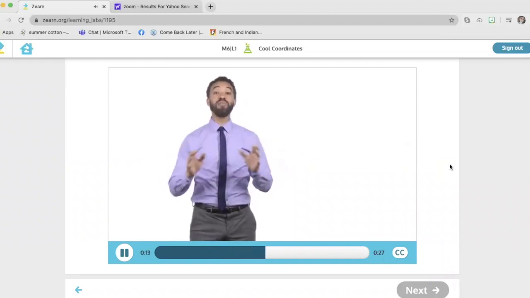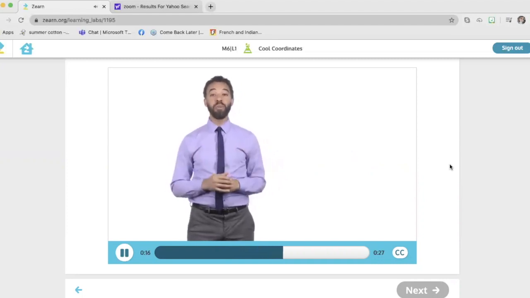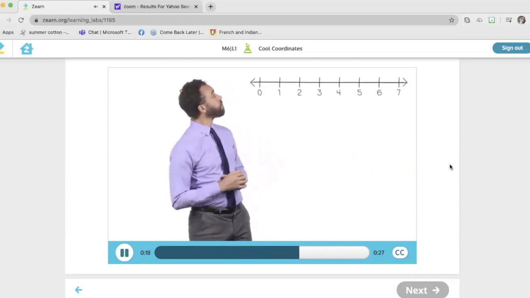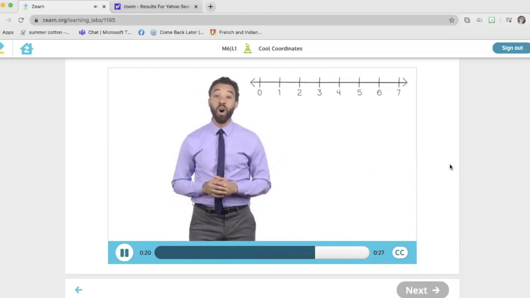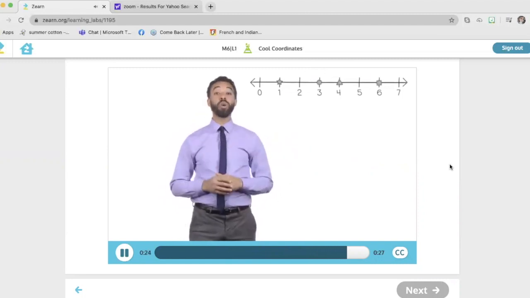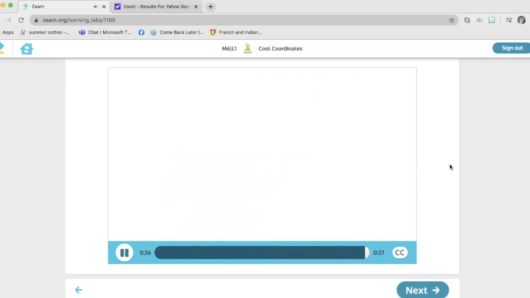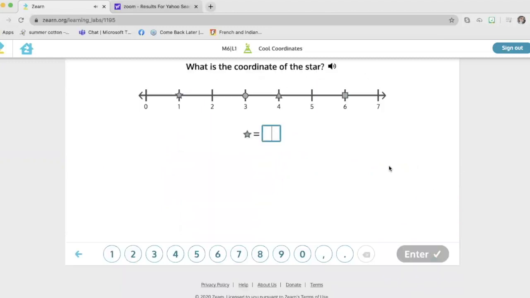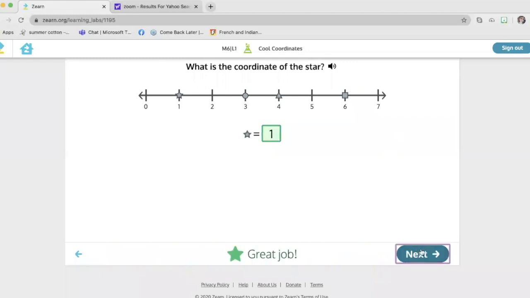Let's dive in and find more coordinates. Check out this number line. I'll put 4 shapes on the number line. What is the coordinate of the star? Okay, same thing. We're going to start at 0 and we're going to jump up to the star, which is on the 1. So we moved up 1 space.